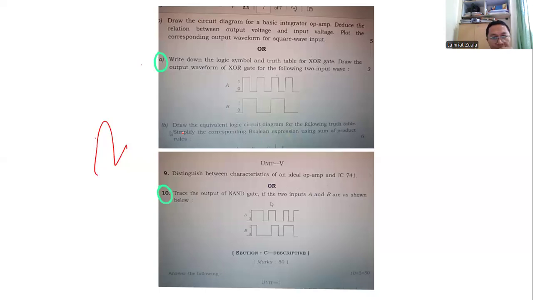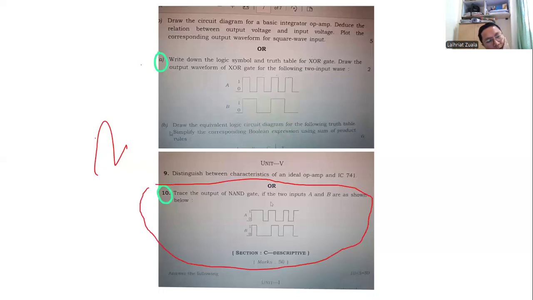So the two problems here, I think the lower one we will start with. Trace the output of NAND gate if the two inputs A and B are as shown in the figure below. So this is our problem. Whatever the input is, this is just an example. So trace the output of NAND gate.